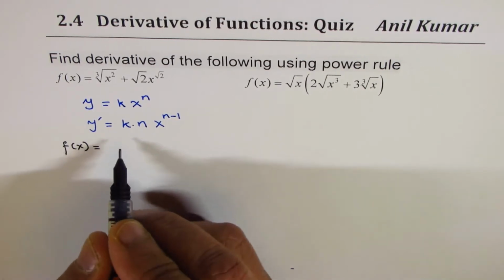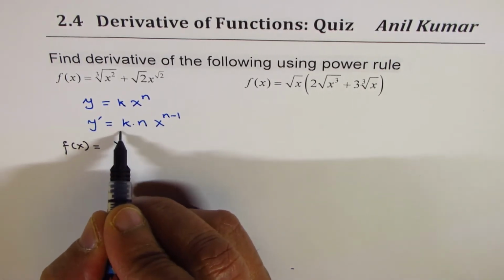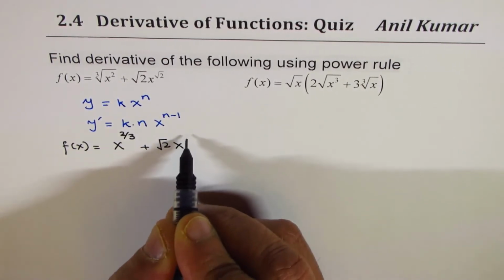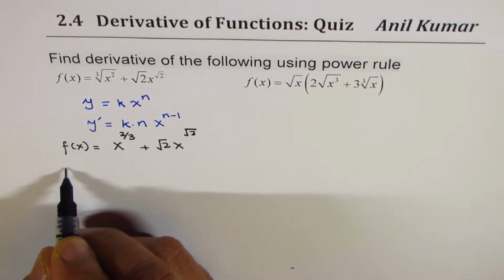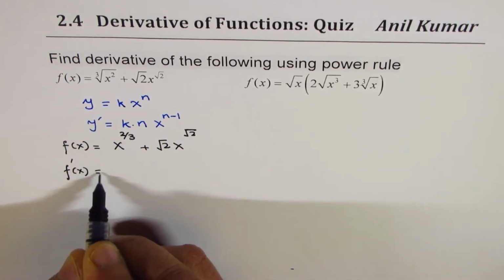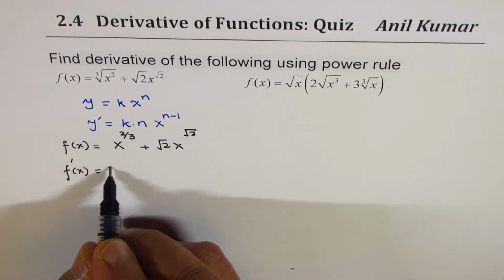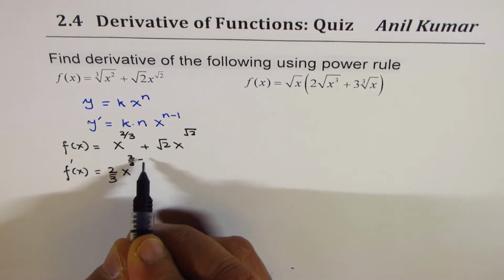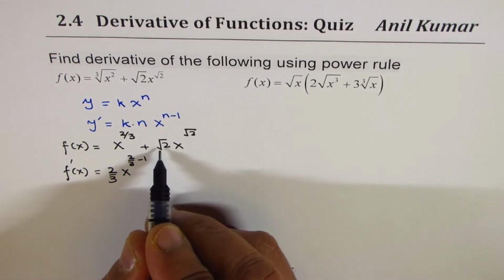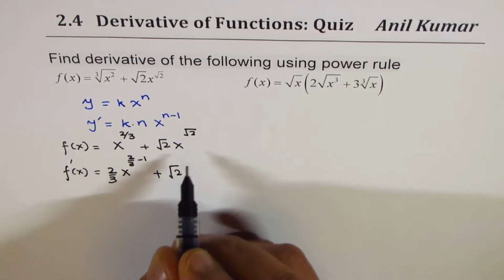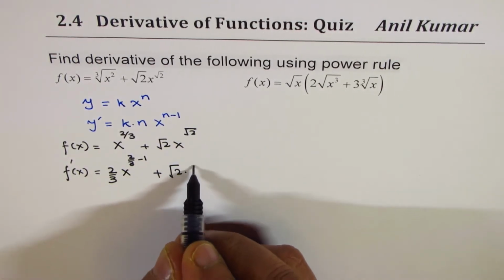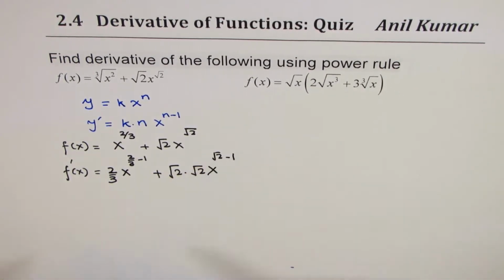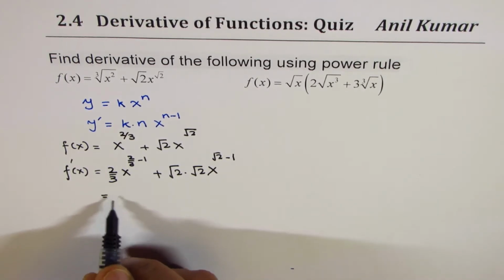So we get f of x equals x to the power of 2 over 3 plus square root of 2 x to the power of square root of 2. Now the derivative of this function is, power is 2 over 3, so it comes 2 over 3 here, x to the power of 2 over 3 minus 1. Now here we get plus k, the constant is square root 2, x to the power of square root 2, that means it gets multiplied by square root 2, and x to the power of square root 2 minus 1, correct?